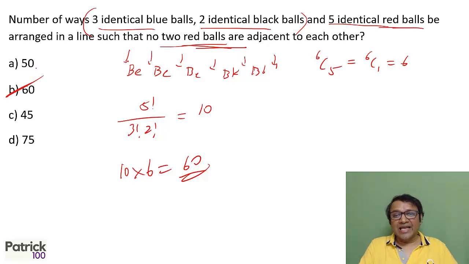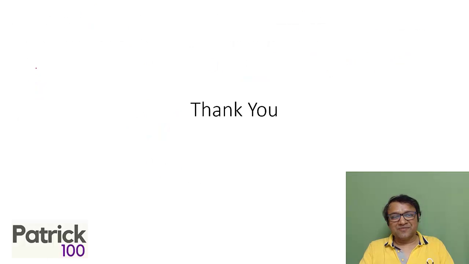Right? So first arrange the ones which are not restricted by the adjacency condition, the 3 identical blue balls and the black balls. Then put red balls in between. So that's how you get a total number of ways, 60.